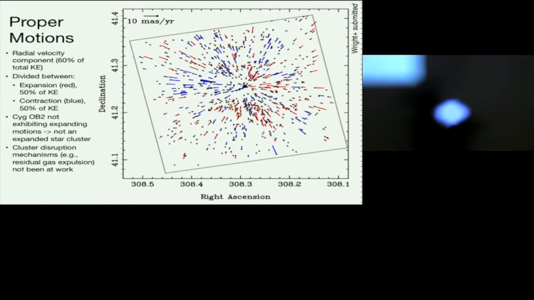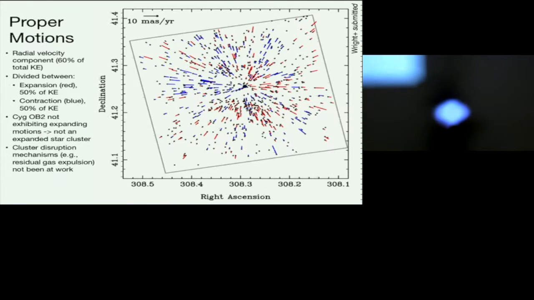It's not an expanded star cluster, therefore, and cluster disruption mechanisms such as residual gas expulsion have presumably not been at work in unbinding this system. Now, we think we can probably rule out that this was both a single star cluster and probably that it was three or four single star clusters. If you start to ask whether this was originally 10 even smaller star clusters, it's kind of harder to address that with the data we have, but we're going to be looking into that in more detail in the future.